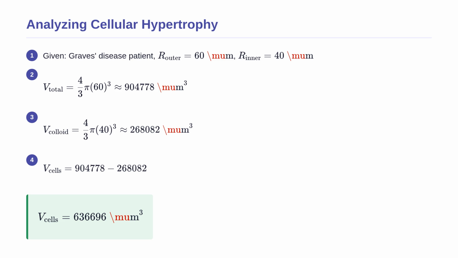Next, we calculate the depleted colloid pool using the inner radius, yielding about 268,000 cubic micrometers. Finally, we subtract the colloid volume from the total volume. The final answer shows the cells themselves take up 636,696 cubic micrometers. This perfectly illustrates the histological reality. The worker cells have massively hypertrophied to produce more hormones, while the storage pool has shrunk.